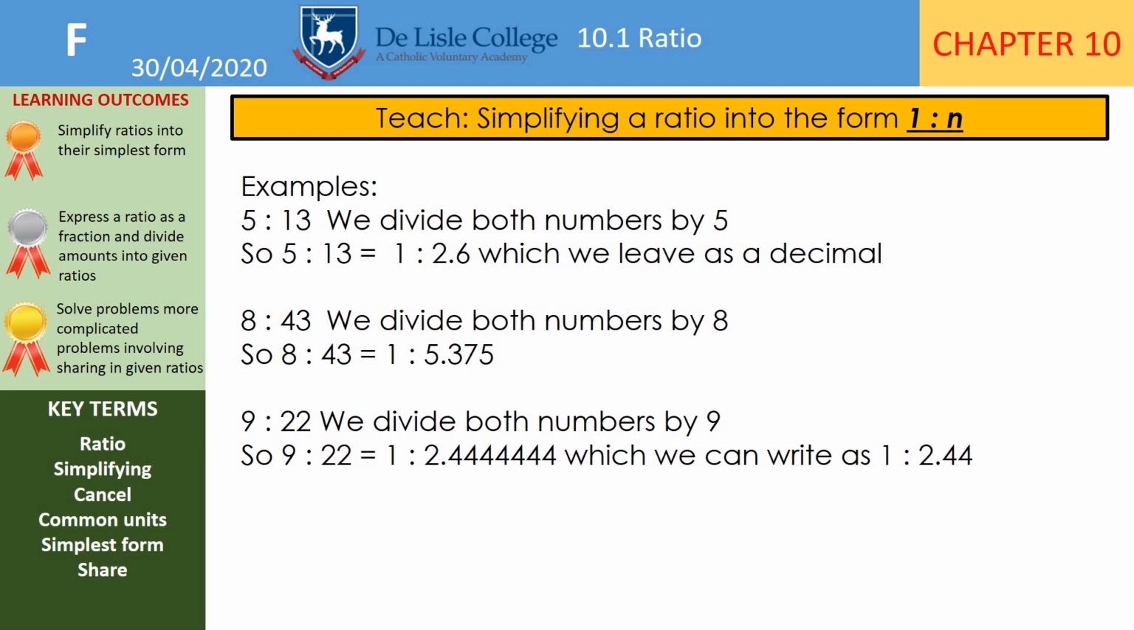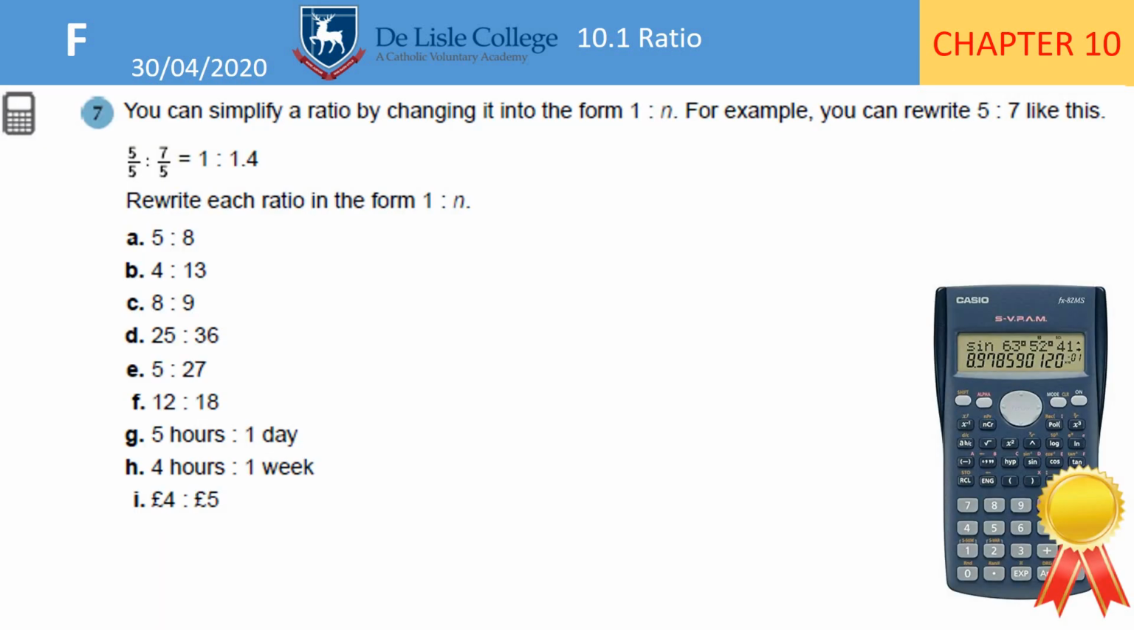Third example, 9 to 22. To get the 1 at the front, we need to divide both numbers by 9. So we get 9 to 22 is 1 to 2.444444, or 2.4 recurring, which we could write as 1 to 2.44. Sorry about that.